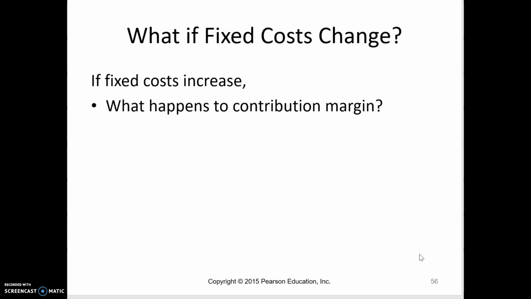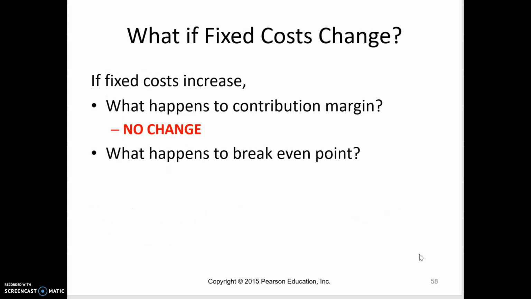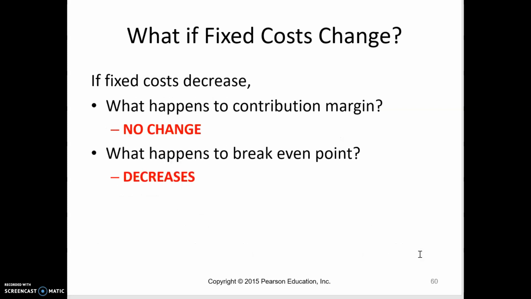What if fixed costs increase? What happens to contribution margin? There's no change. Fixed costs aren't involved. But what will happen to the break even if the fixed costs change? Well, we're going to have more fixed costs that we need to cover, so the break even point is going to increase. And then finally, if fixed costs decrease, again, no change in the contribution margin, but then we have less fixed costs to cover, so our break even point is going to decrease.